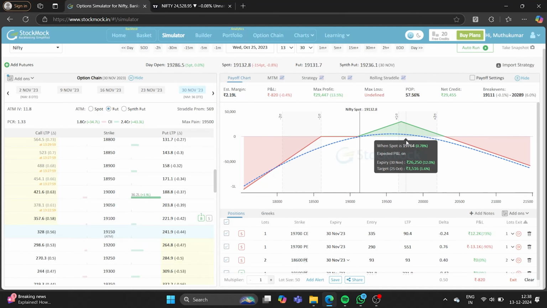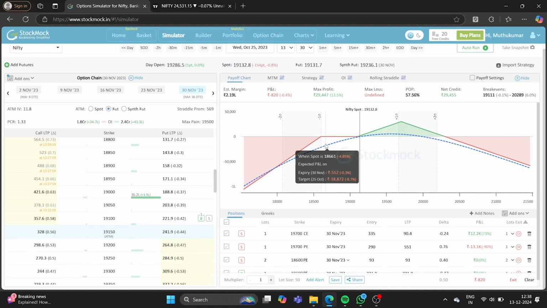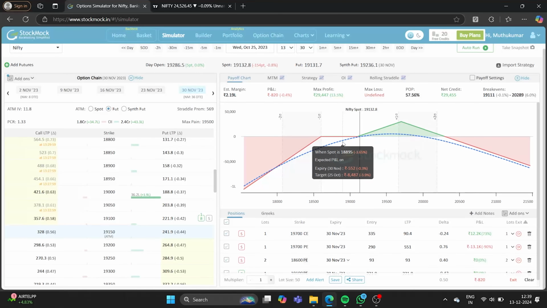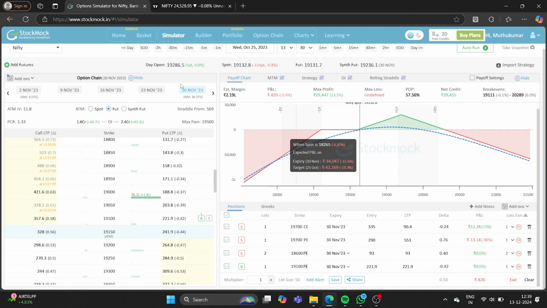Now you can see our break even has widened up to 18,600, which is a major support, as we saw in the chart. We will only lose 552 rupees if the market closes anywhere between 18,600 and our original upper break even. We will lose only 552. Let's see how this performed.